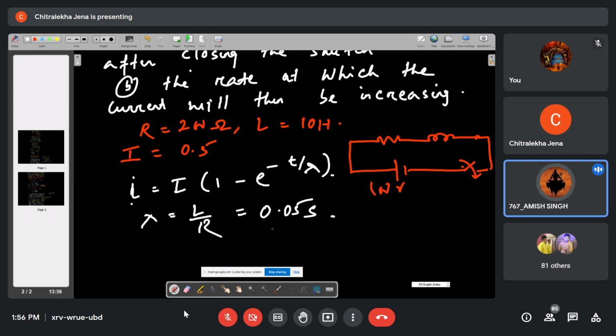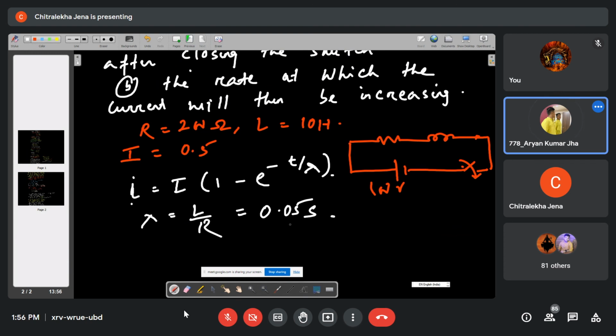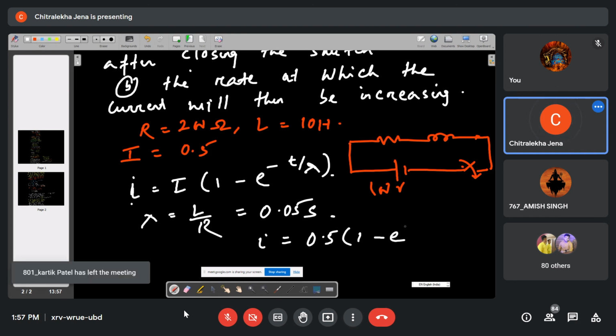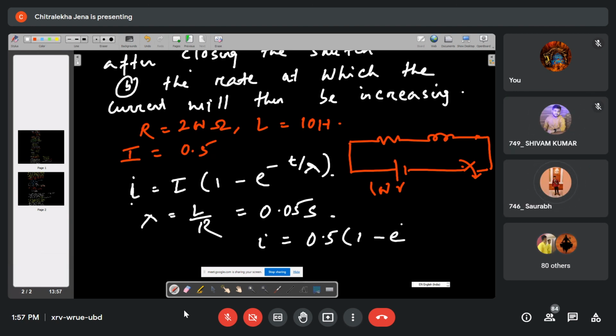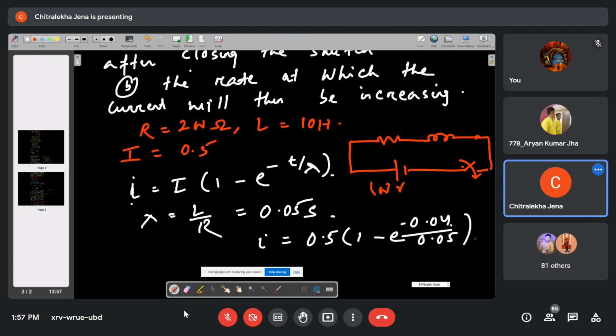Yes, this is coming. Okay. So now you substitute what you are getting. i will be equal to 0.5 into 1 minus e to the power minus t. How much is it coming? t is 40 milliseconds, 40 into 10 power minus 3. 0.04 divided by 0.05 is what is coming. So this is equal to 0.275 ampere. This is the current.